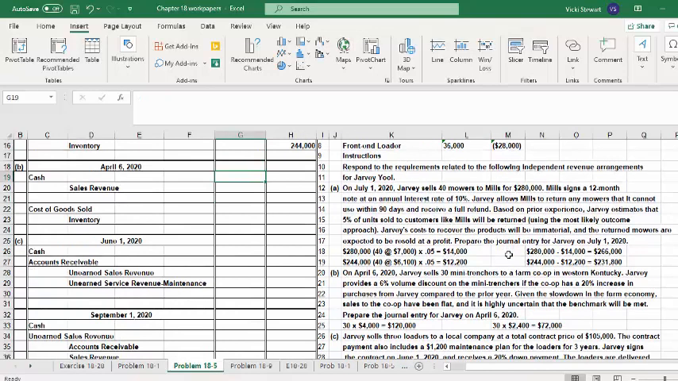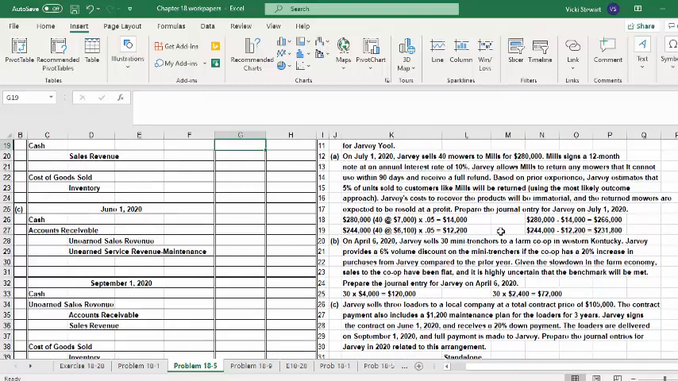Next, in the B portion, it states that on April 6, Jarvie sells 20 mini trenchers to a farm co-op in western Kentucky. Jarvie provides a 6% volume discount on the mini trenchers if the co-op has a 20% increase in purchases from Jarvie compared to the prior year. Given the slowdown in the farm economy, sales to the co-op have been flat, and it's highly uncertain that the benchmark will be met, and it asks us to prepare the journal entry for Jarvie on April 6, 2020.